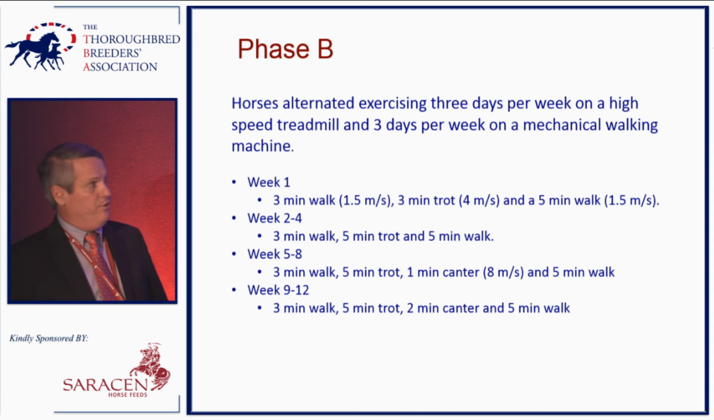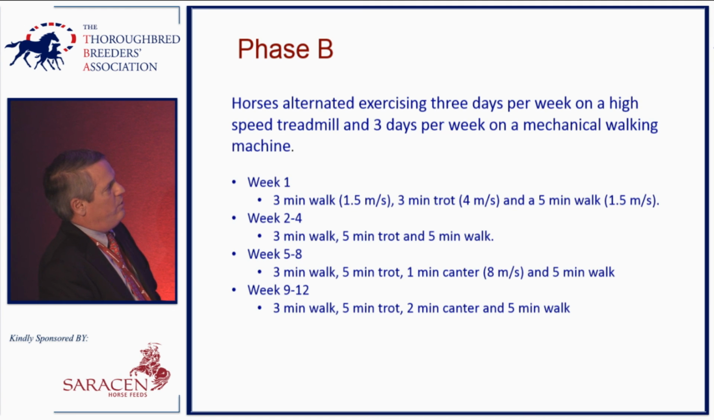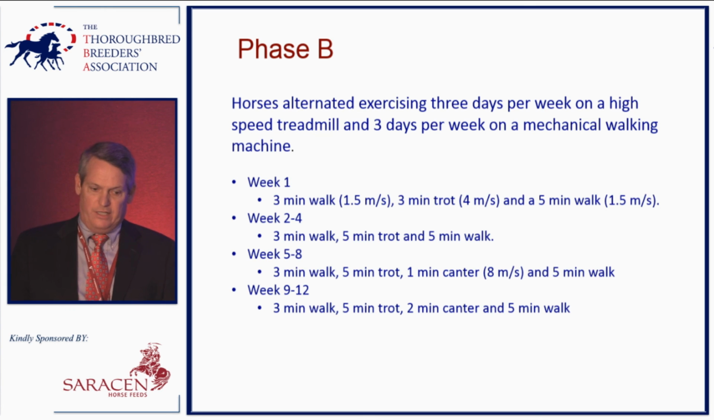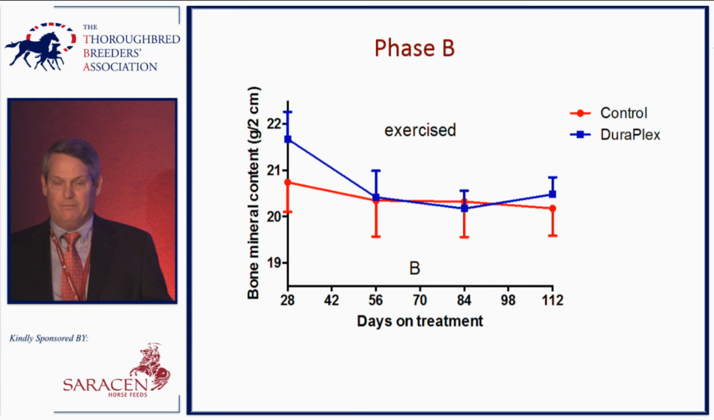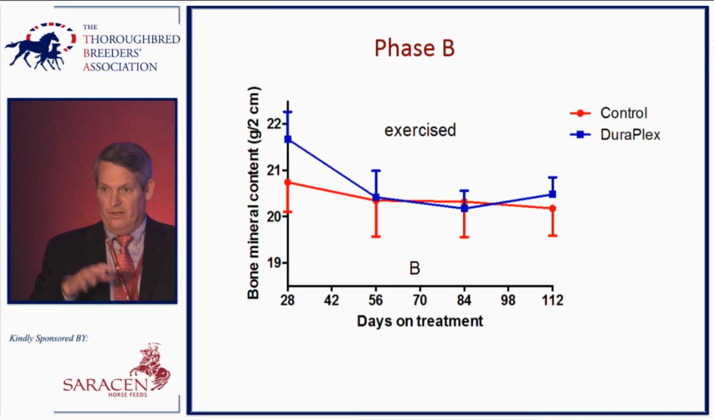We put the horses in training, and again, they were 3 days a week on a treadmill, 3 days on a mechanical walker, and we started with walk, trot, walk, and built up to walk, trot, canter over the 12-week period. When we introduced this exercise to the horses, the effect went away. The mechanical strain on the bone was apparently enough that it was able to maintain bone mineral in equilibrium so that the amount of production and breakdown were the same.